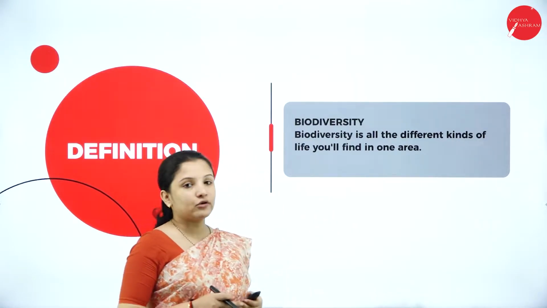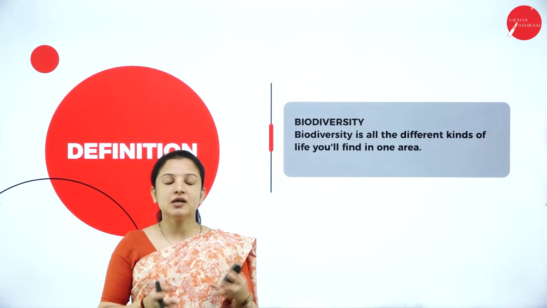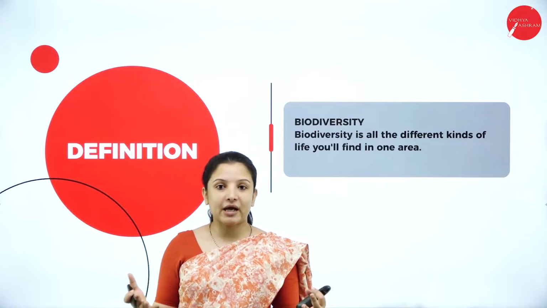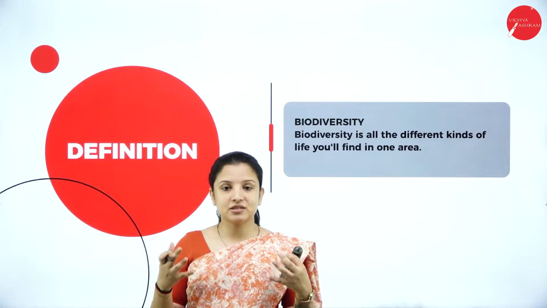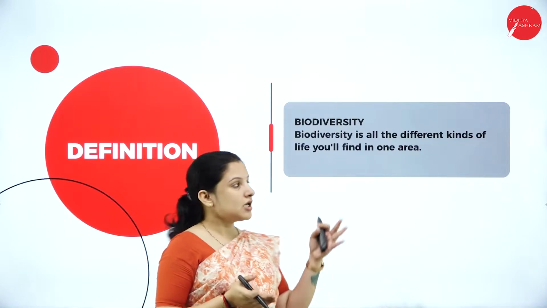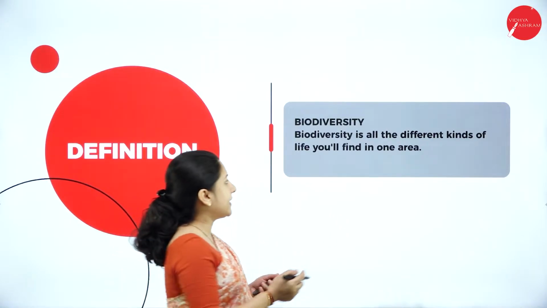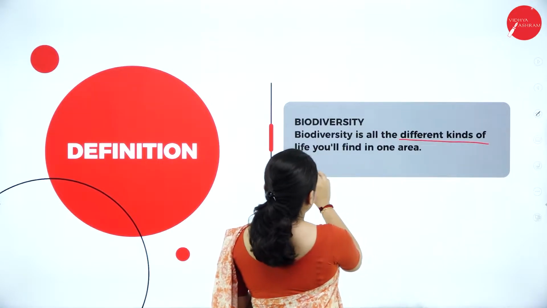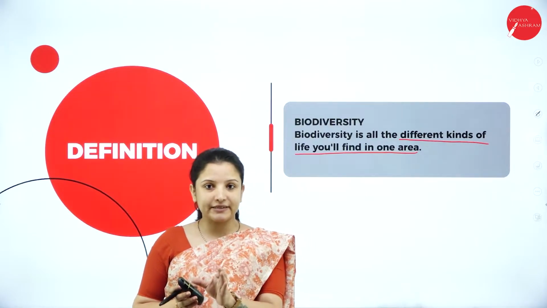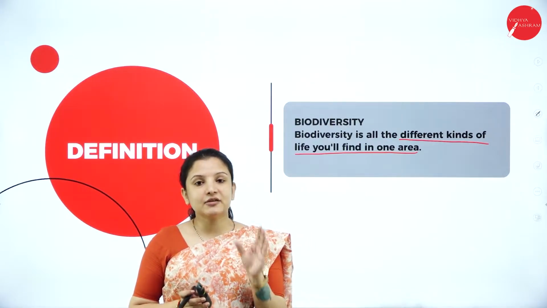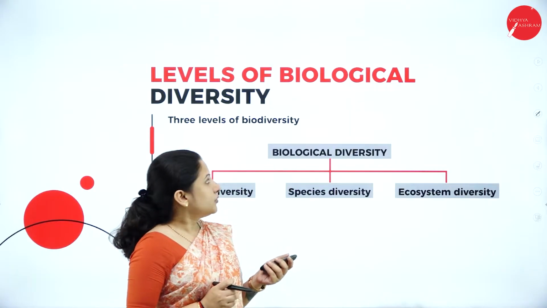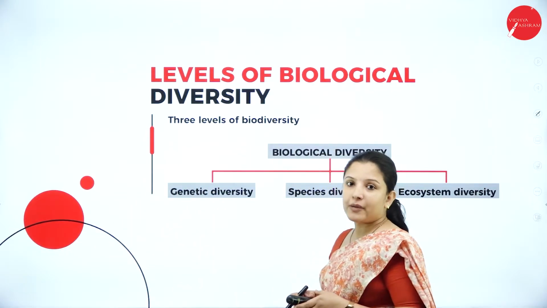So talking about biodiversity, what is this biodiversity? Bio means life. The meaning of bio is life, and diversity means variety or different organisms present in a particular area. So putting together the two words, bio and diversity, biodiversity is nothing but different kinds of life that you will find in one particular area. So bio means life, diversity means different kinds. Therefore, biodiversity is the different forms of life that you find in a particular area.